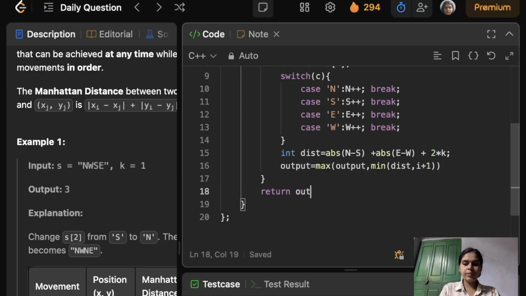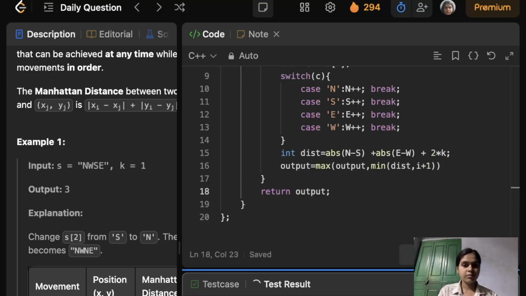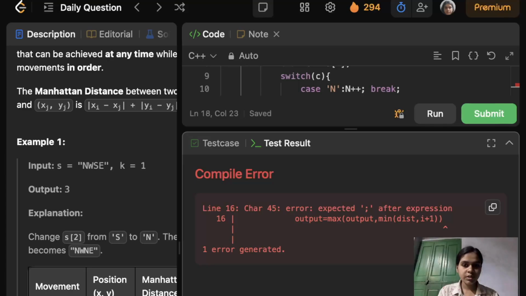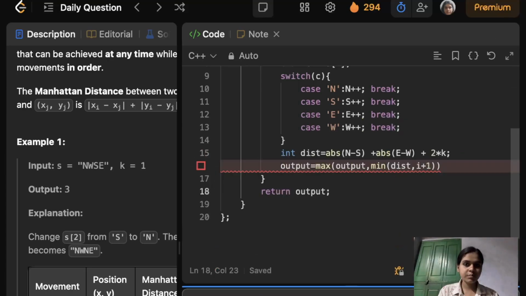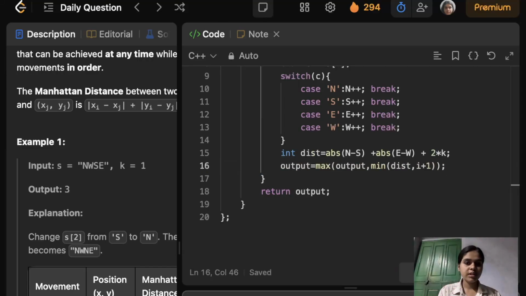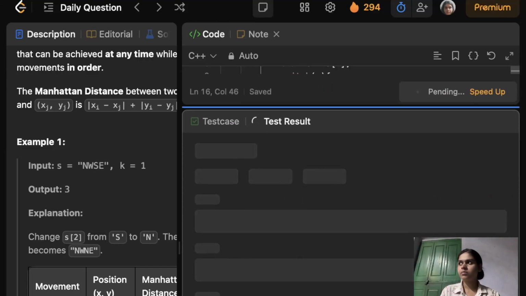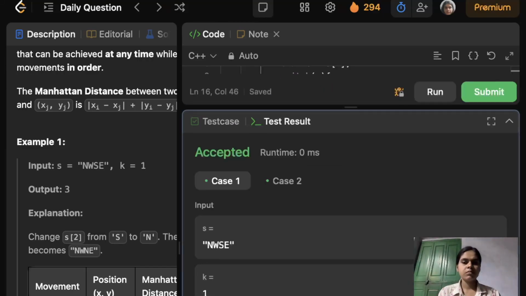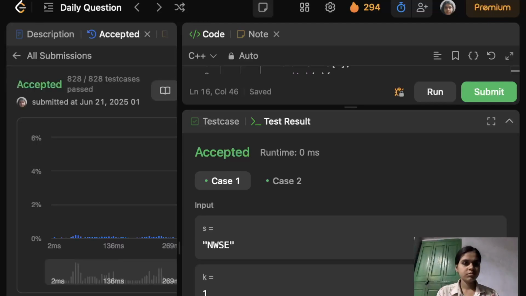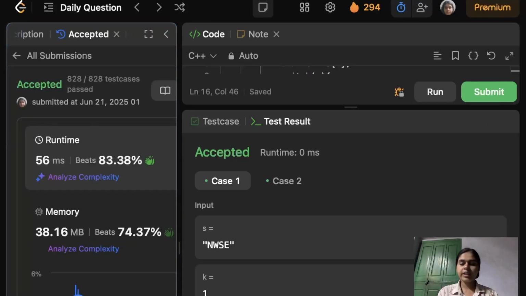So we'll be simply returning the output. So let's see if it works well or not. Let's run this. Yeah, so here we have simply missed this semicolon. Let's run this again. So let's submit this. So yeah, it is working fine.